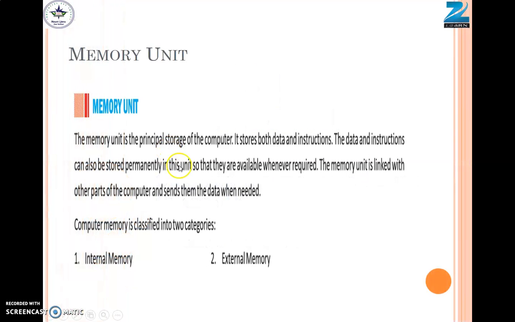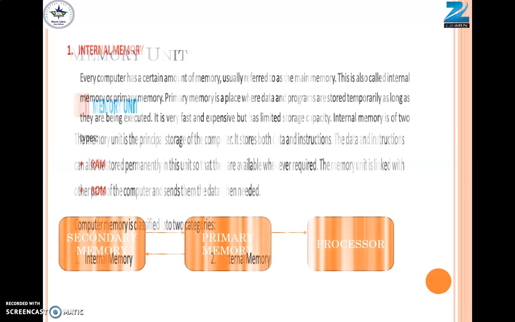Memory unit. The memory unit is the principal storage of the computer. It stores both data and instructions. The data and instructions can also be stored permanently in this unit so that they are available whenever required. The memory unit is linked with other parts of the computer and sends them data when needed. Computer memory is classified into two categories, internal and external.